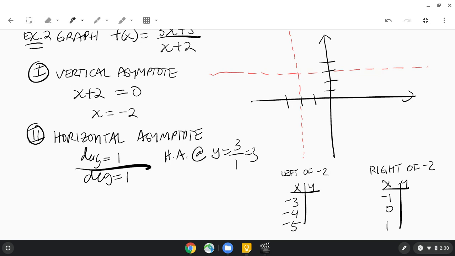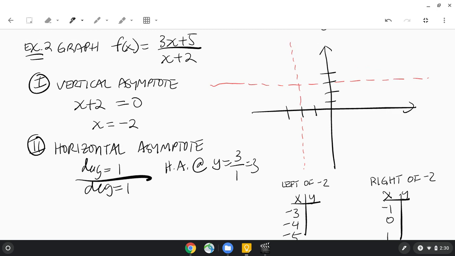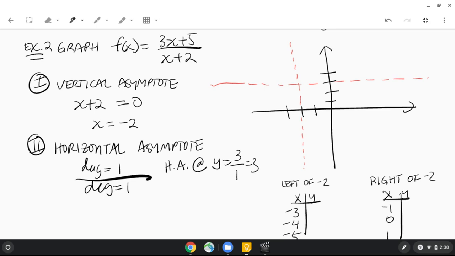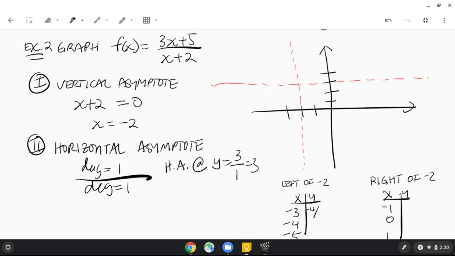Okay. And let's go ahead and plug those into the original function. Let's scroll down a little bit. Okay, so -9 plus 5. Okay, so -9 plus 5 is -4. And -3 plus 2 is -1. So we get 4.